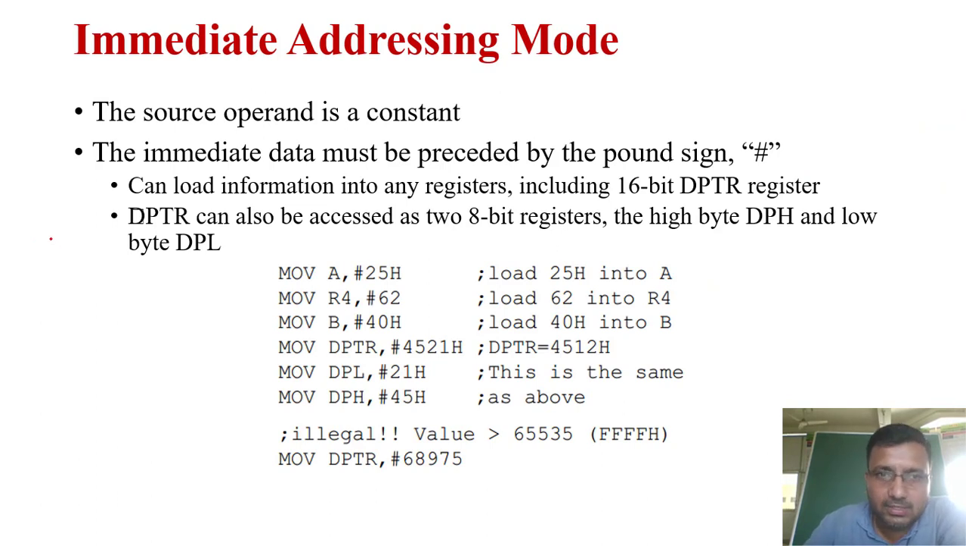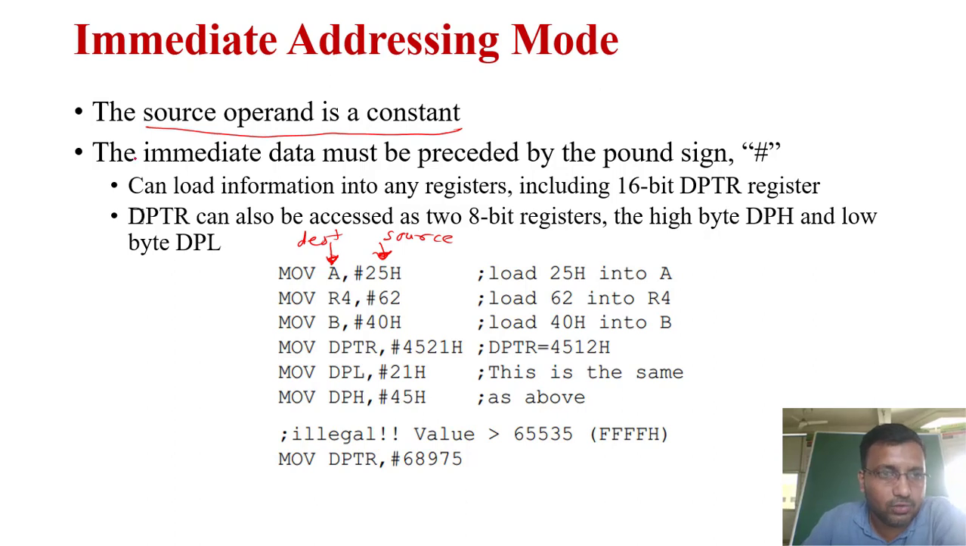Again, the source operand is a constant. So in this case, for the immediate addressing mode, the source operand is a constant one. Whatever the source you are taking, that is a constant. The destination is any of the registers. Here it is a destination and here it is a source.